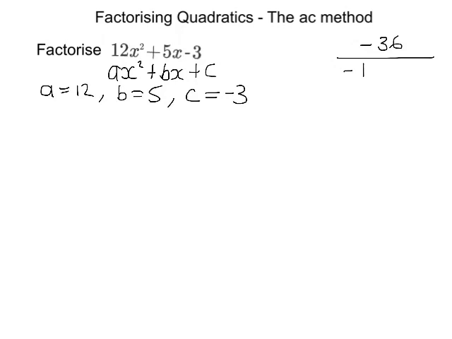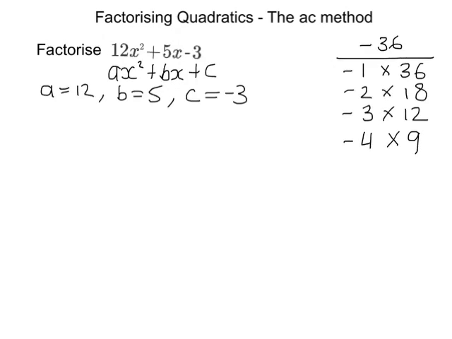We could have minus 1 times 36, minus 2 times 18, minus 3 times 12, minus 4 times 9. And I'm going to stop there because I've found the factor pair minus 4 and 9 that add up to give me my value of b, which is positive 5. So this factor pair is going to help us to factorize this quadratic.